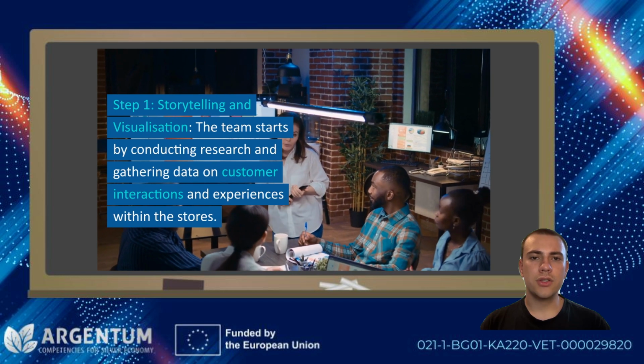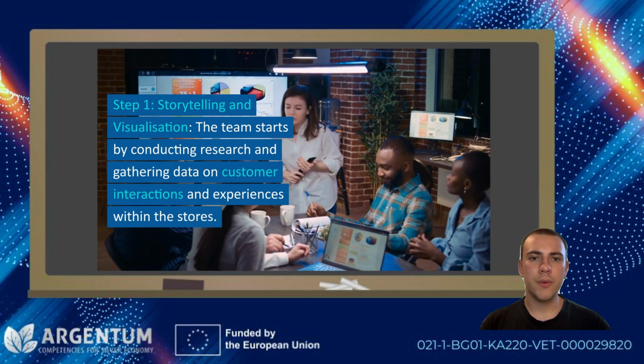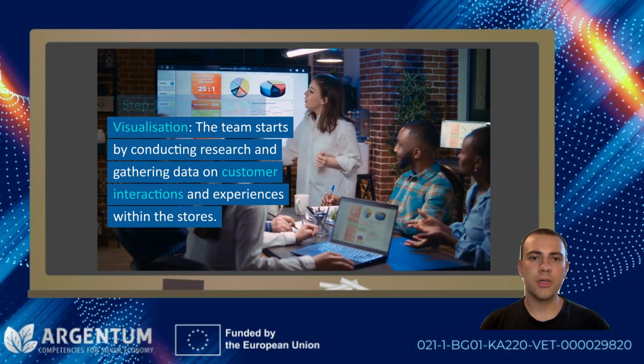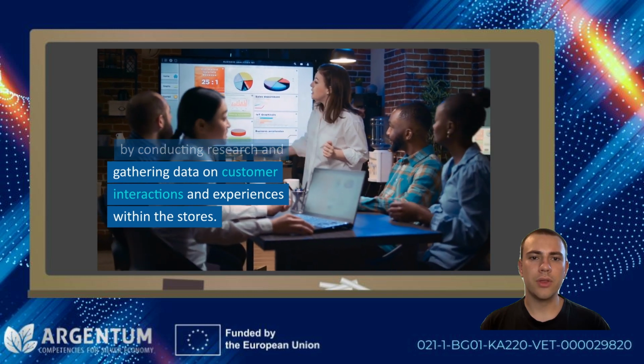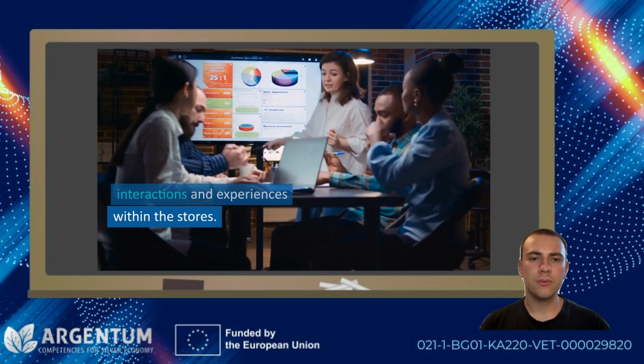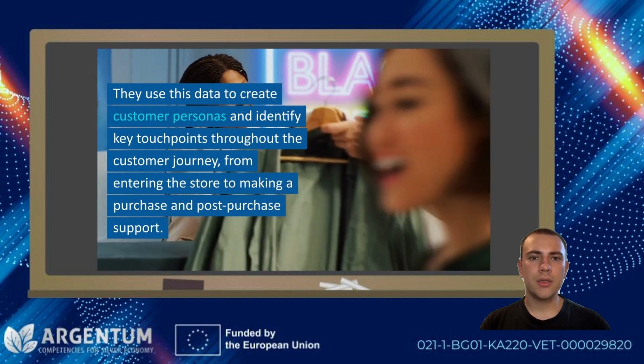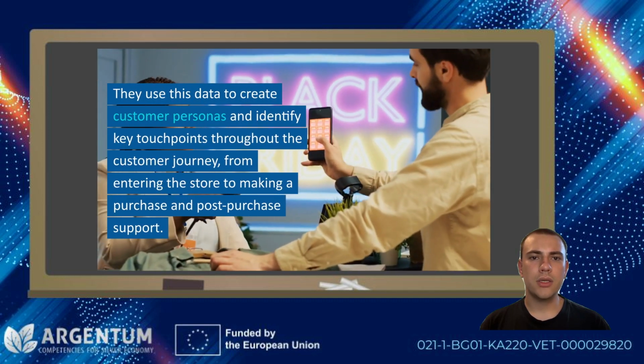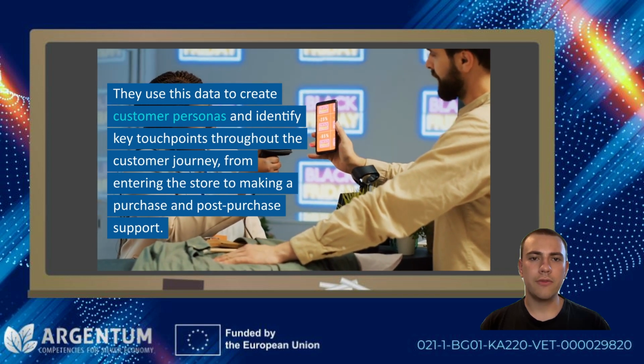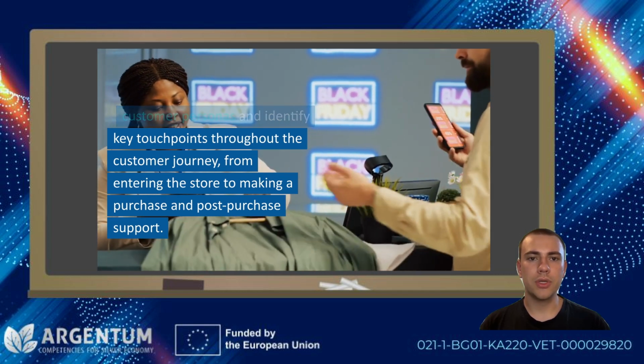Step 1. Storytelling and visualization. The team starts by conducting research and gathering data on customer interactions and experiences within the stores. They use this data to create customer personas and identify the key touchpoints throughout the customer journey from entering the store to making a purchase and post-purchase support.